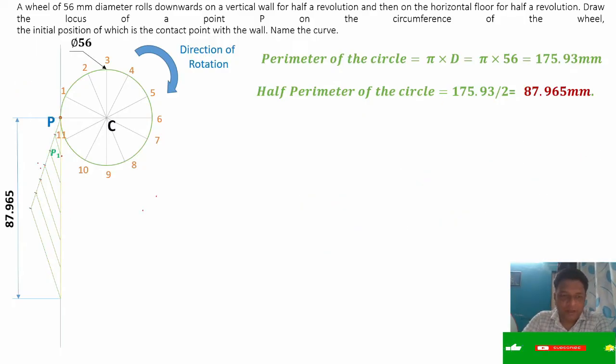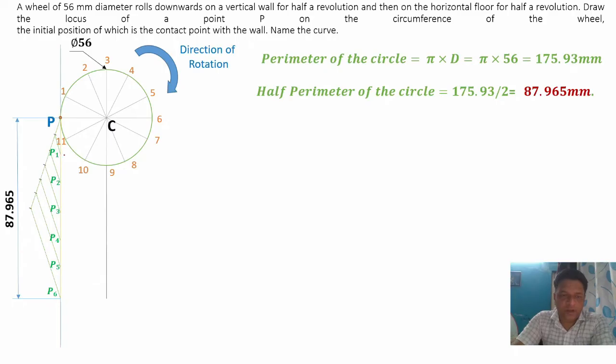Now we'll give the naming to these points. So this is point P1, this is point P2, this is P3, this is P4, this is P5, and this is P6. Now draw one line passing through this center line. So we'll draw one line passing through this point C. It is a vertical line.